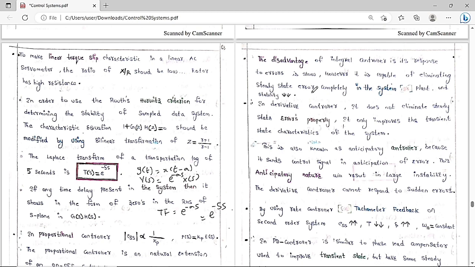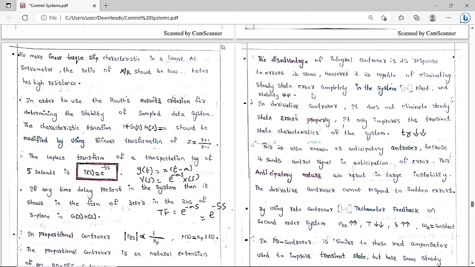The lead compensator means derivative controller. So lead compensator is basically used to improve the transient response. Therefore the rise time is going to decrease, and the speed of the response will increase. But it will never eliminate the steady state error.